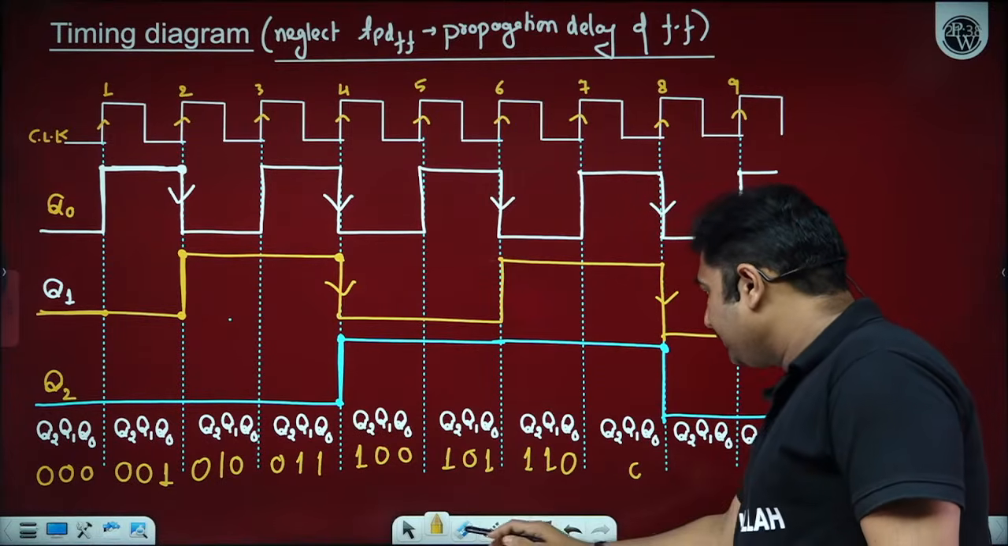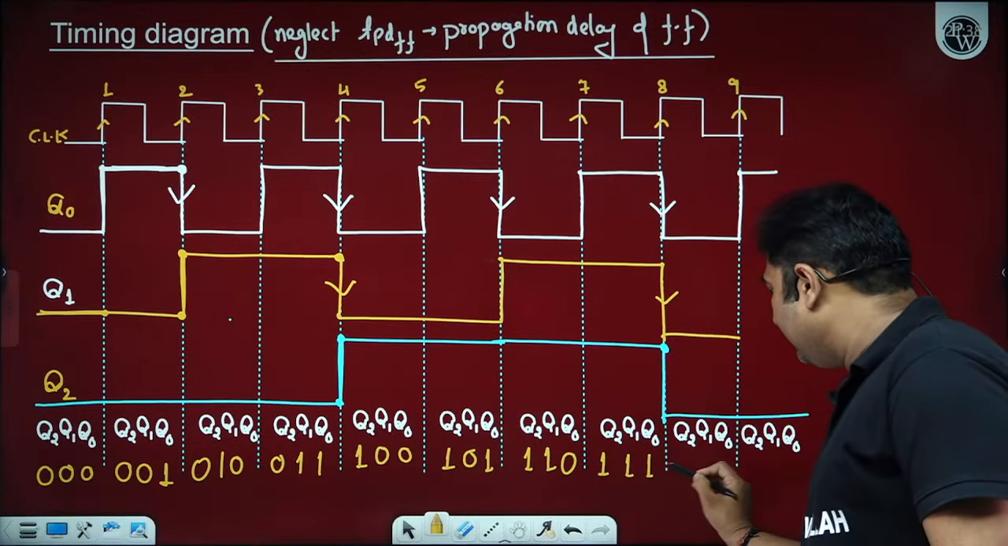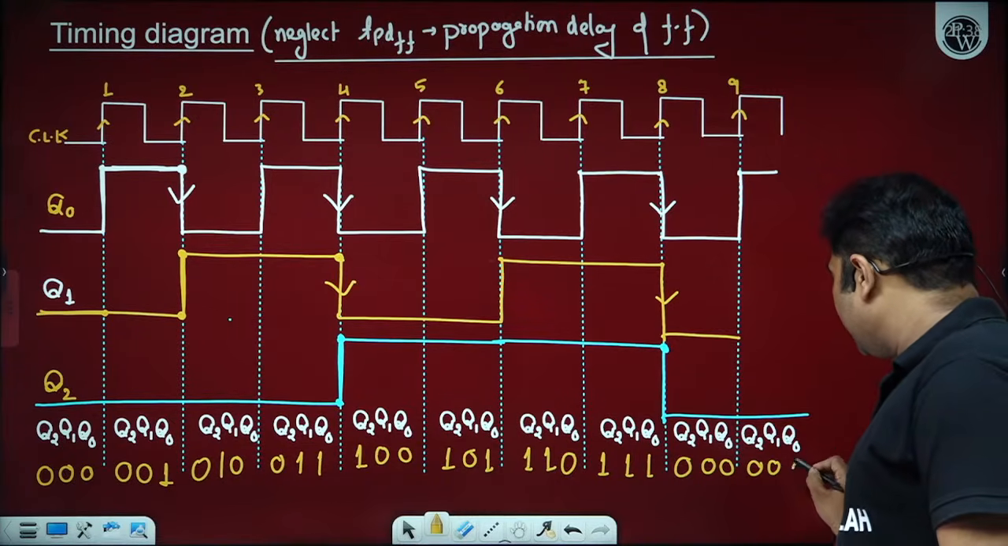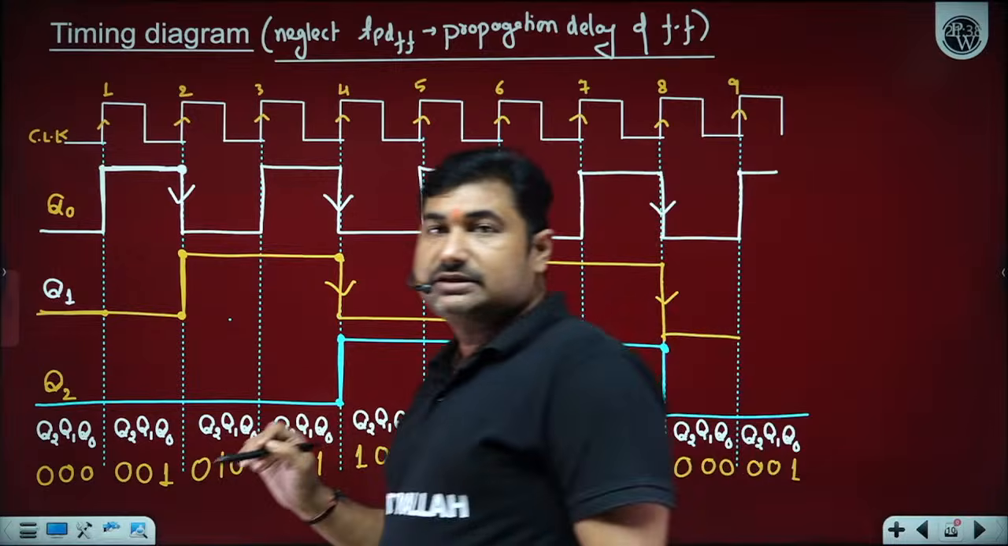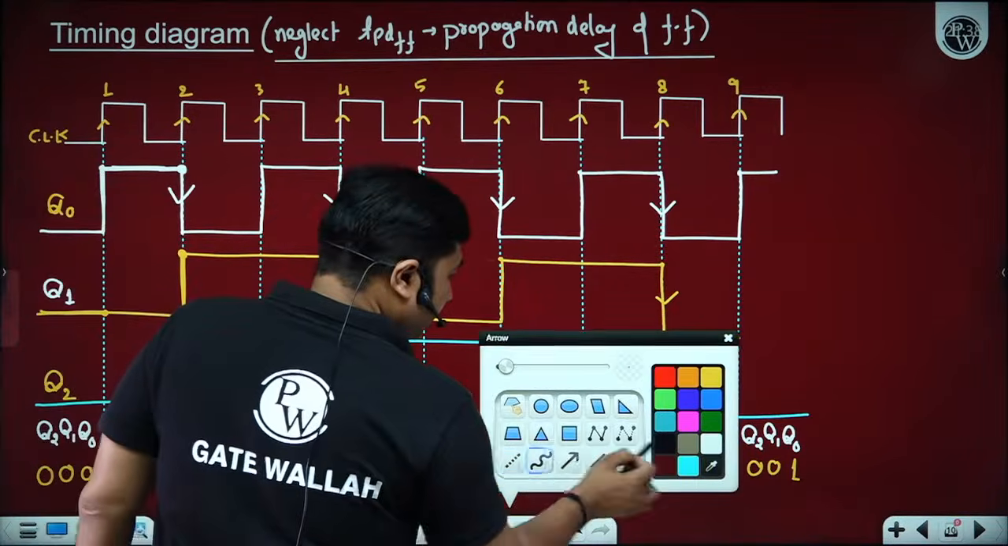In the same way, on application of the seventh clock pulse, we are getting 1, 1, 1. On application of the 8th clock pulse, we are getting 0, 0, 0. On application of the 9th clock pulse, again we are getting 0, 0, 1. So how many different states are there?